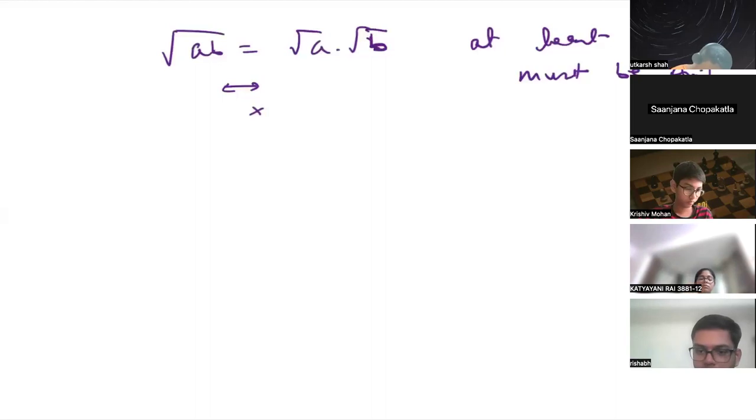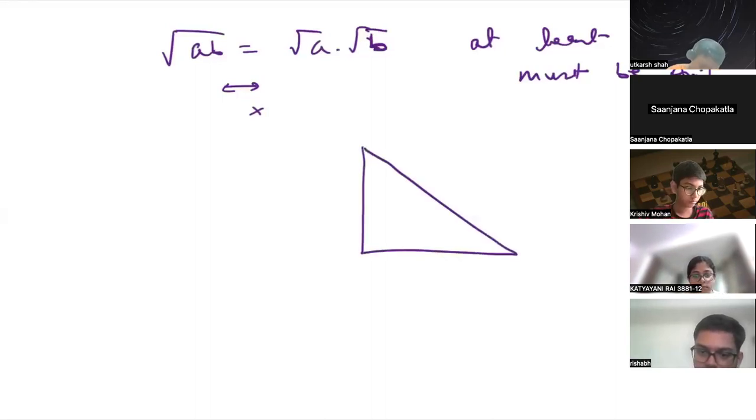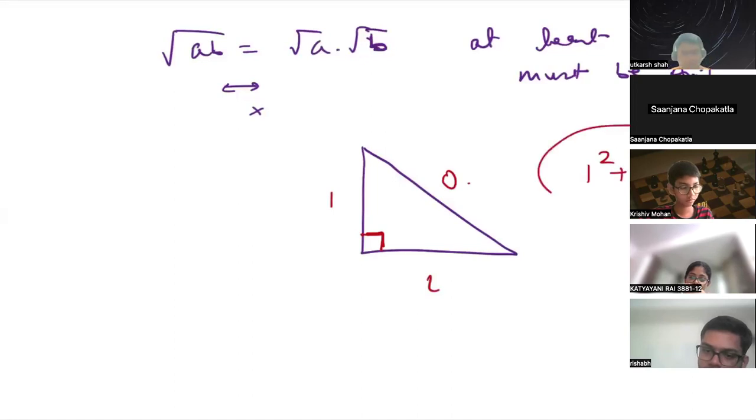Right? And one mathematical joke. Pythagoras, you all know, right? This is 1, this is i, so this will be 0. What Pythagoras says, 1 square plus i square is equal to 0 square. This is called a mathematical joke.